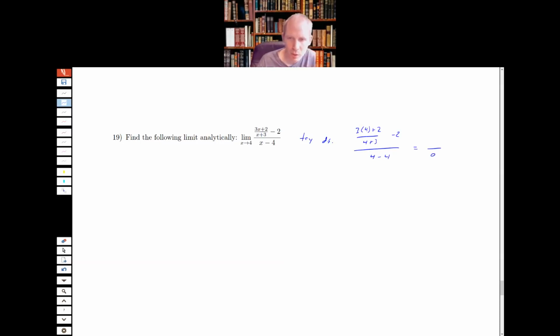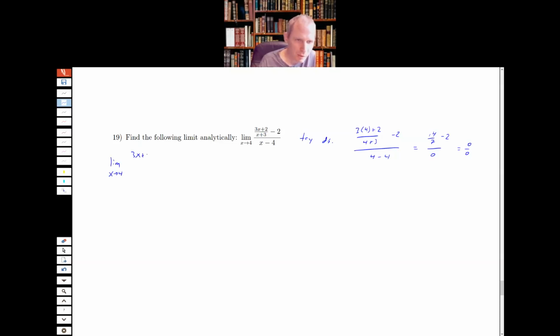3 times 4 is 12, plus 2 is 14, over 7, minus 2. 14 over 7 is 2. 2 minus 2 is 0. Okay, so I have a 0 over 0 situation, but it's not a polynomial, so I'm not going to be able to factor. I have to do something else. So here's what we're going to do.